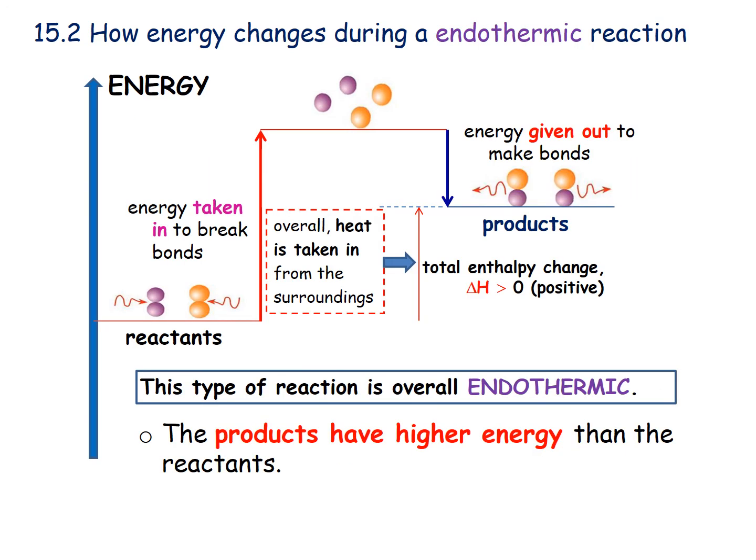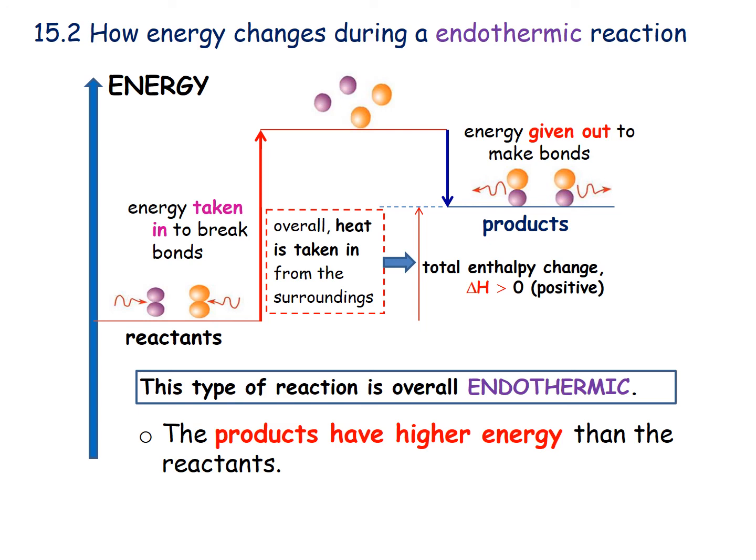This slide shows energy changes taking place in an endothermic reaction. The first part of the reaction is the same. Bonds in reactant molecules must first be broken, and so energy is absorbed. So bond breaking is always endothermic. To form the products, some of the energy absorbed must be released. So bond making again is always exothermic.